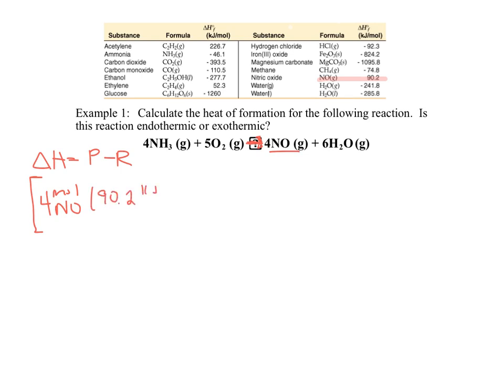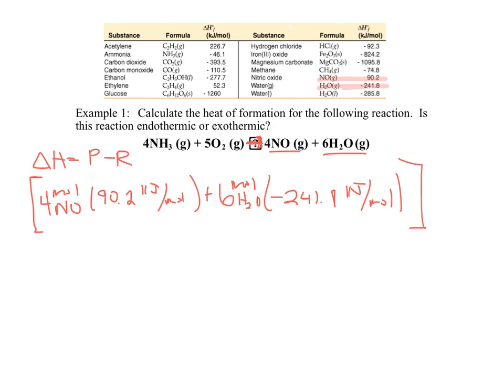90.2 kilojoules per mole, plus, now we have 6 water, so I have 6 moles of water, just using those coefficients, times water. Now I can see that water is a gas, so when I go up to this table, I've got to pull water as a gas. Now, heads up, that's a negative value. I have negative 241.8 kilojoules per mole. So parenthesis, close my bracket.